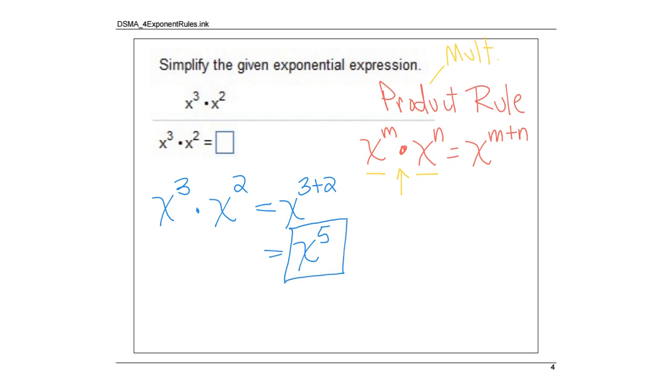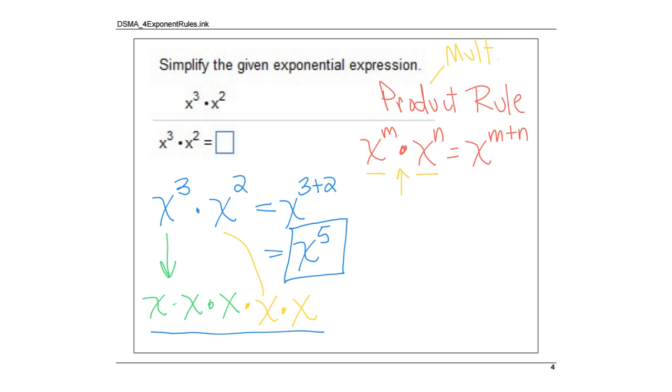Okay, so let's talk about why that works. For x cubed, that would be x times x times x. And then for x squared, well, we know we're multiplying. We have x times x. So sure enough, look at that. I have 5 x's. So that is x to the 5th power.